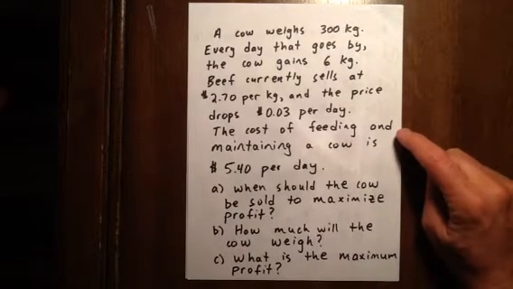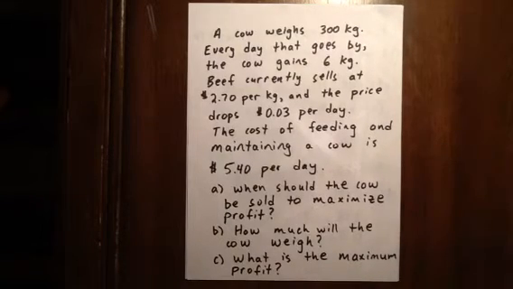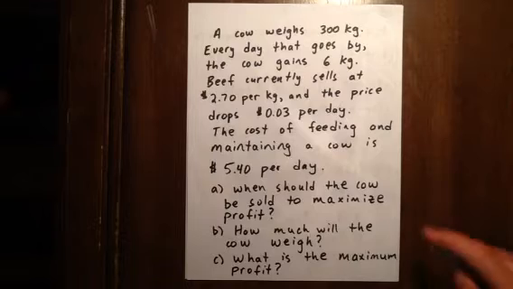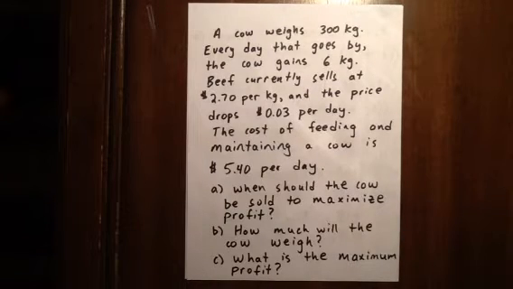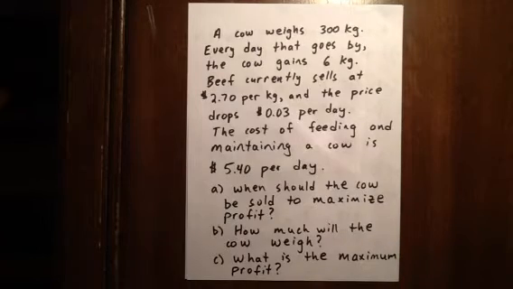Now the cost of feeding and maintaining a cow is $5.40 per day. That's also coming out of the owner's pocket. So we see that the longer the cow is kept before selling to market, the more cost we have, and so the potential for lessening our profit starts to come into play. Well, we want to know when the cow should be sold to maximize the profit, how much the cow will weigh at that time, and also what the maximum profit will be.